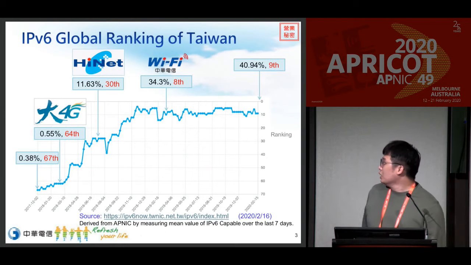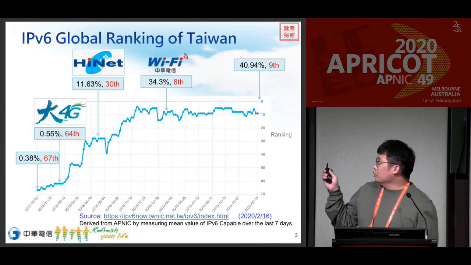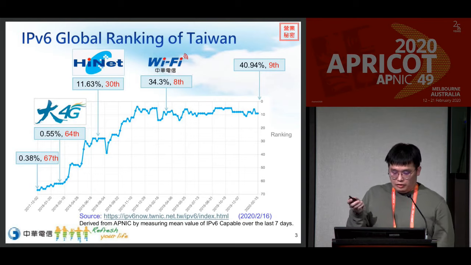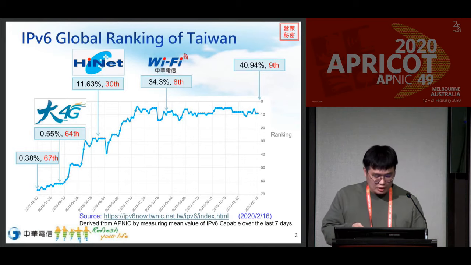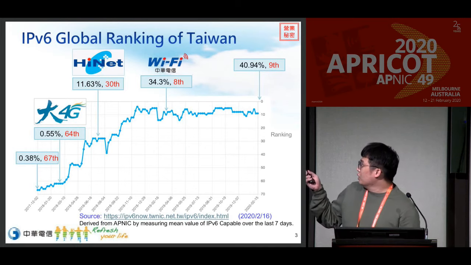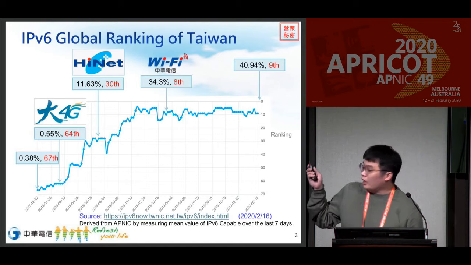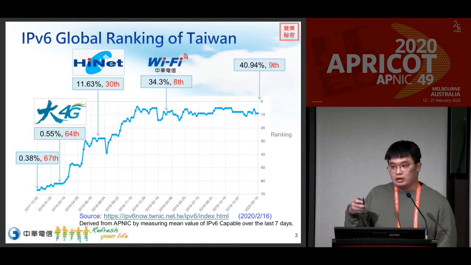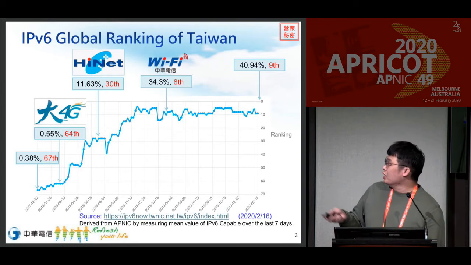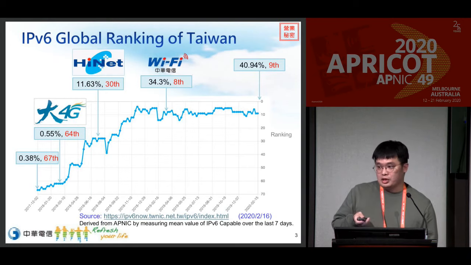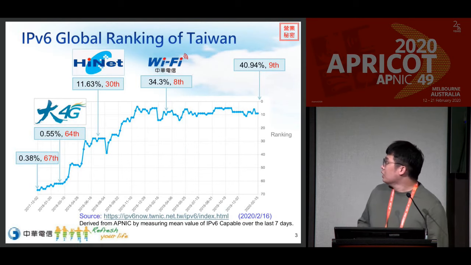Okay. Here's the global ranking, V6 global rankings of Taiwan. Right now, we got 40%, and at the beginning, it's very low, right? And after that, we have the mobile network turn on the V6, and then it's a fixed net, so-called Hinet. And then we just launched V6 service in our Wi-Fi.